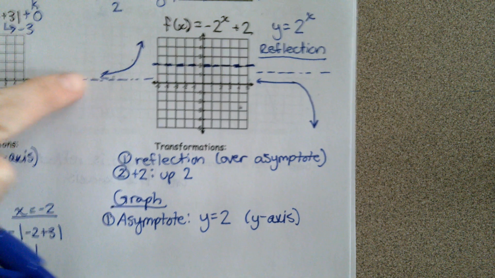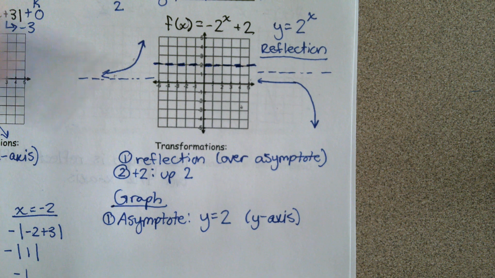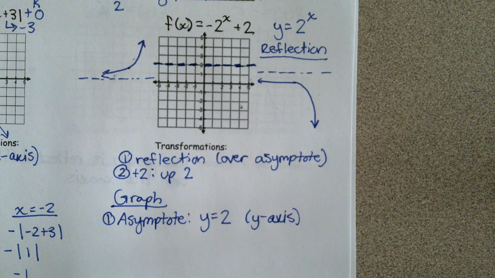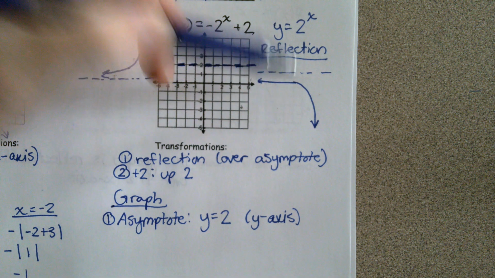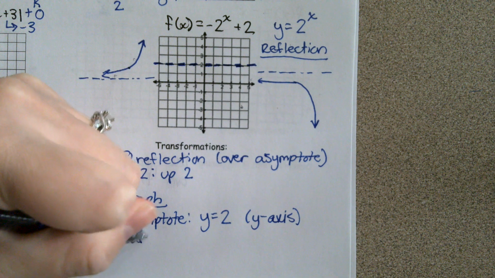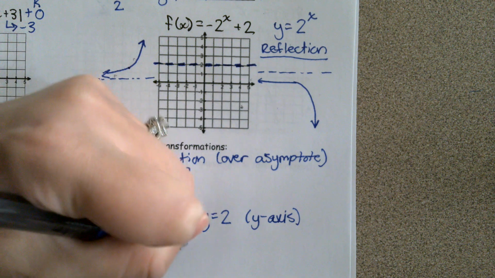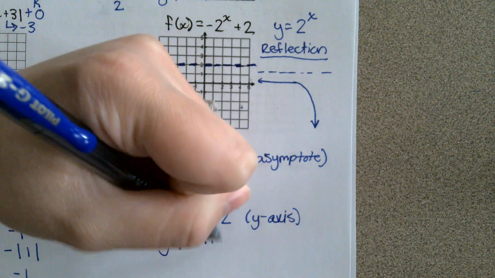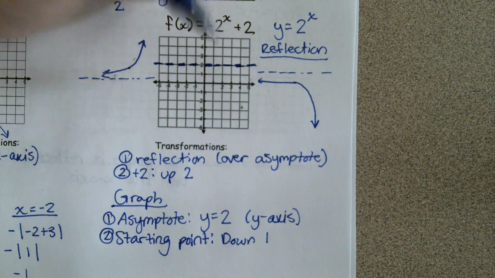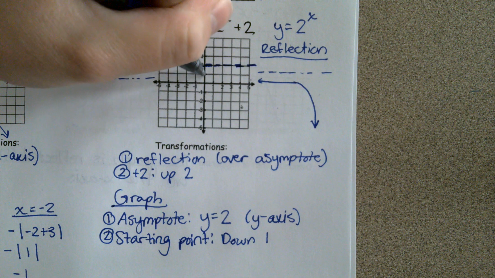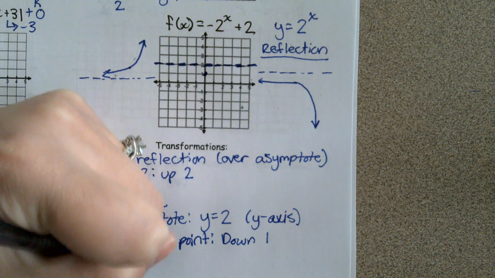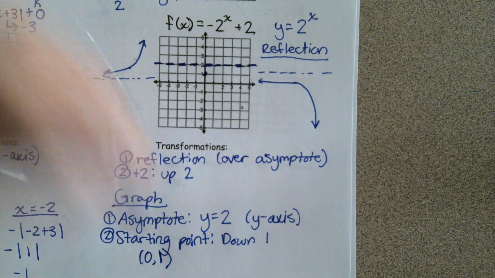Now usually if it's pointing upward, you go up 1 to meet the starting point of our stuff. But in this case, we're going to go down 1 to do that. So starting point is going to be down 1. So since we're at 2, we go down 1, it's at 1. So our point is at 0, 1 on the y-axis.